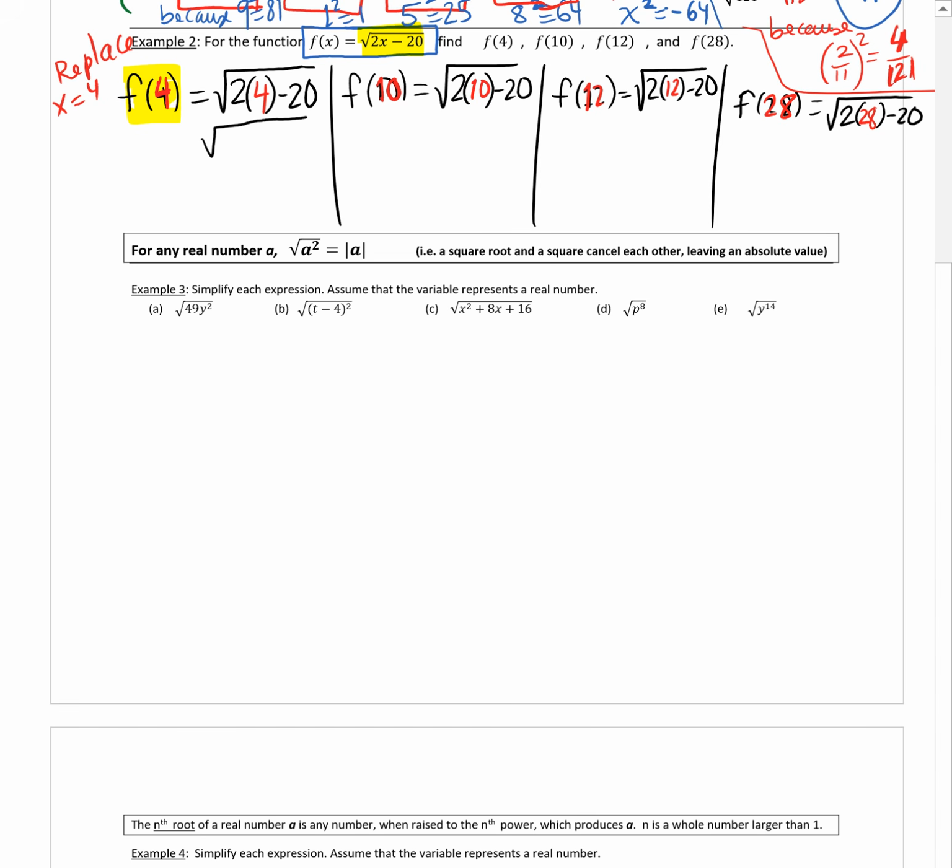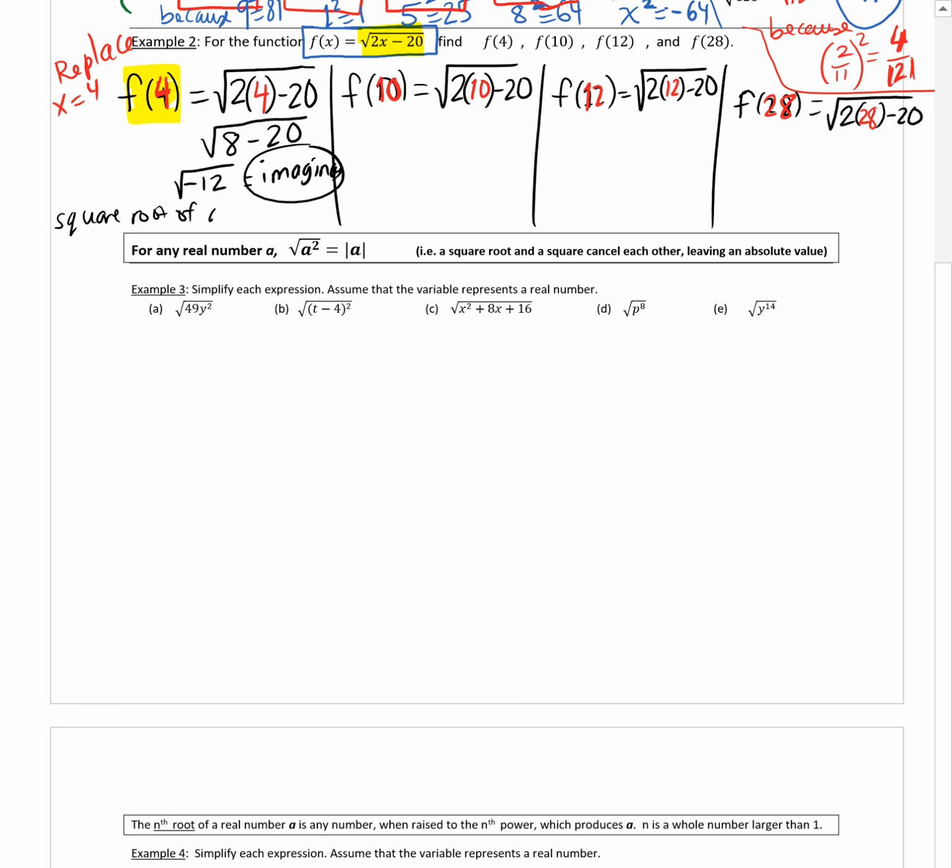The left one, we got the square root of 2 times 4 is 8, minus 20. Okay, what's 8 minus 20? Negative 12. Uh-oh. If you have a square root of a negative, that's imaginary. So this answer doesn't really exist.